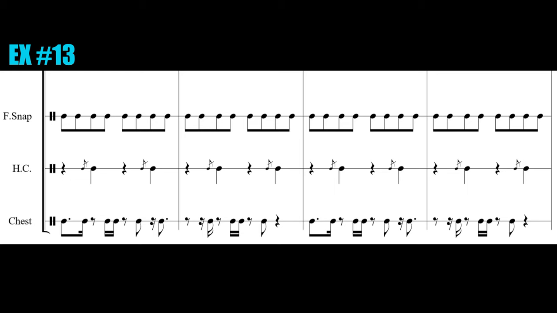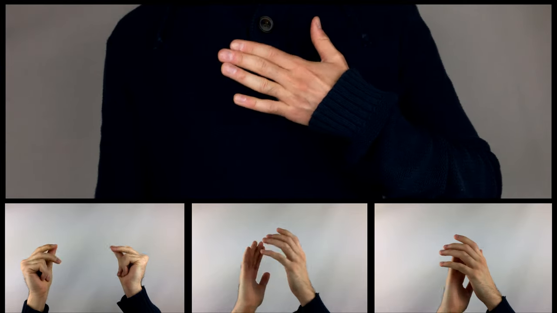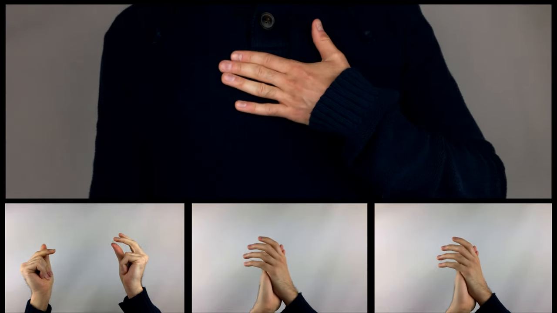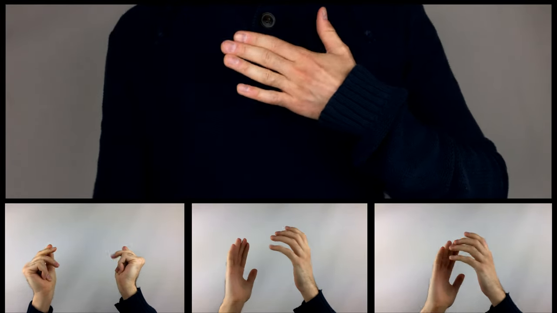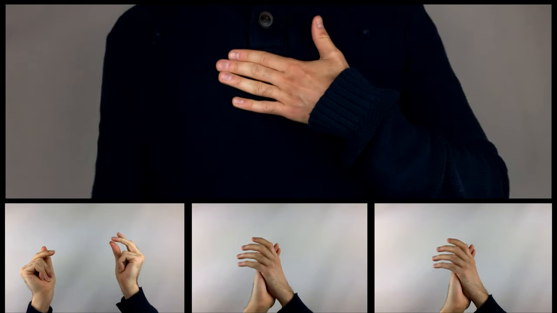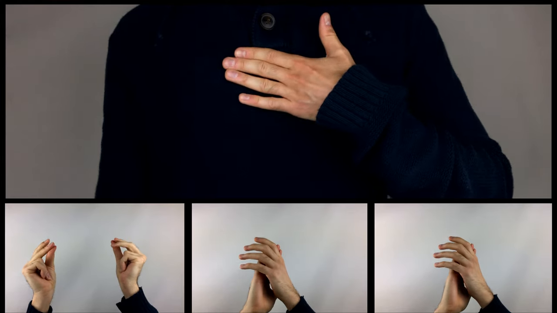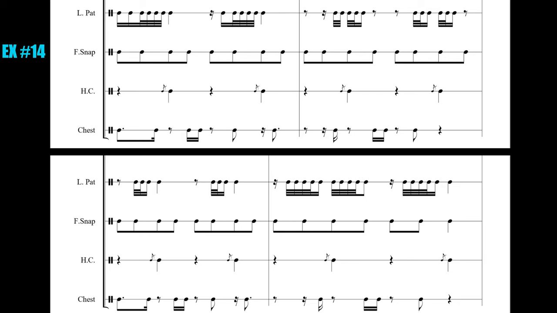All right, we're gonna change things up again for the chest people. Instead of adding more notes, we're gonna take some away. Don't be fooled. More space doesn't necessarily mean easier. Still with me? Good, because we're rolling now.